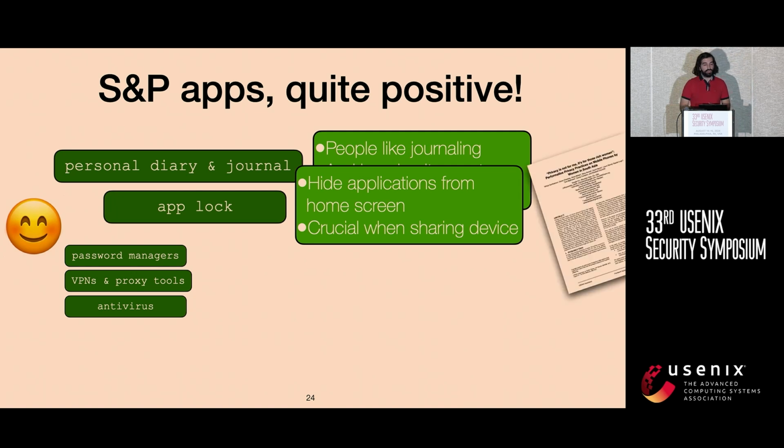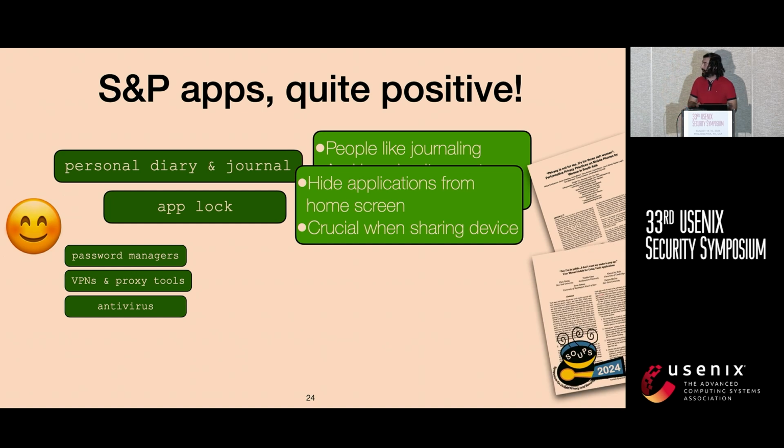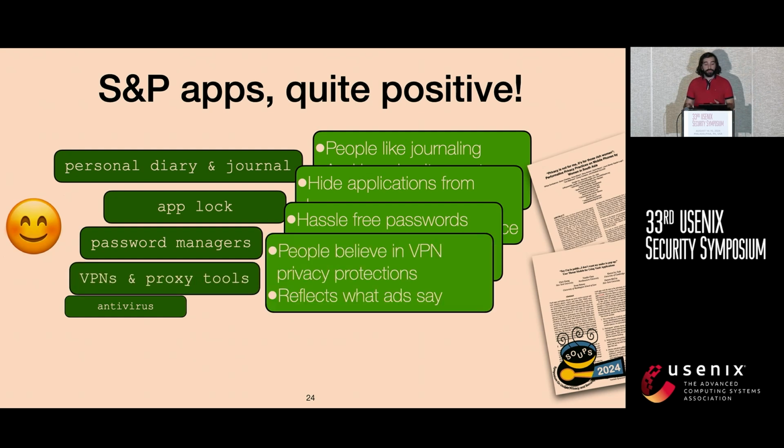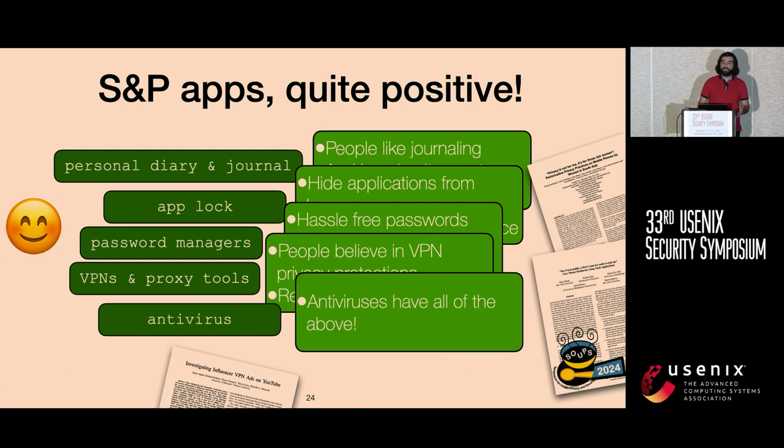Turns out there's some research on this back in the day. It actually got an award the other day at SOUPS. And there's some new research coming out. However, I think this is a very underexplored area. These things are super popular all over the world. People like password managers because of hassle-free passwords and easy unlock with biometrics. Who doesn't like that? Turns out that people believe in the privacy promises of VPNs. They mostly reflect what VPN ads say about VPNs. And antivirus tools have turned into this toolbox of security and privacy software, and people like that.